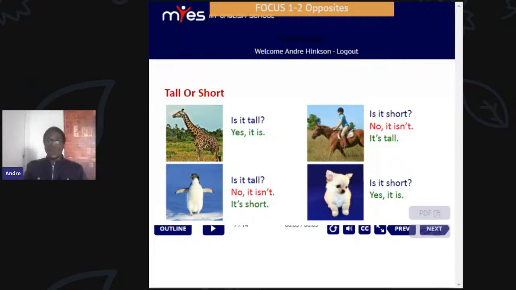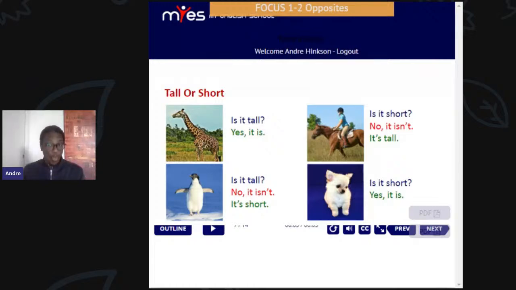Excellent, Tonio. So yes, it is short, or yes, it is. So you can give a short response, yes, it is, or the longer response, yes, it is short, or yes, it's short. Good. So excellent. Very good job. Very, very good job. So the first picture we had, is it tall? The question. And the answer was positive. We said, yes, it is.